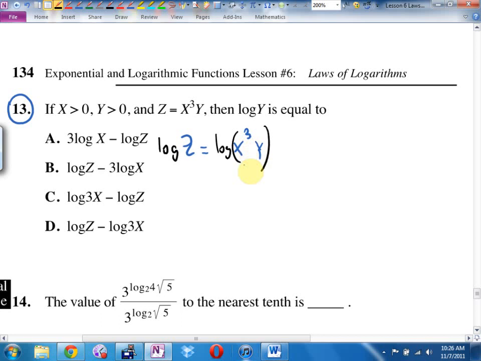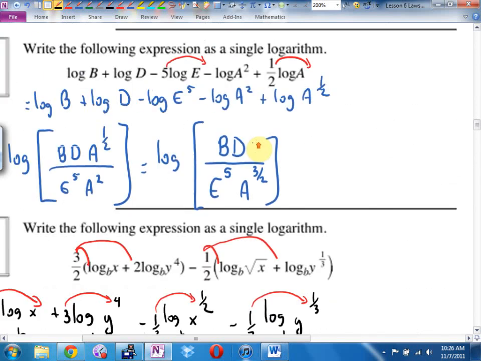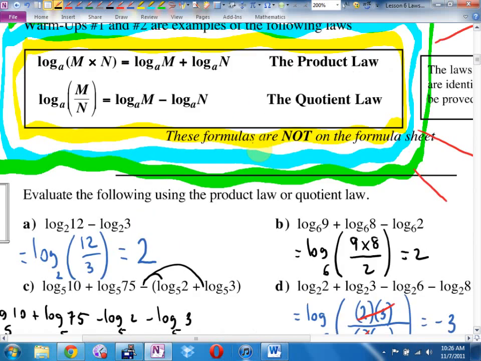It's the reverse of what we did last day. No, it's times right now. Okay, you guys stay here. Hang on. Patience. Something times something is the same as what?